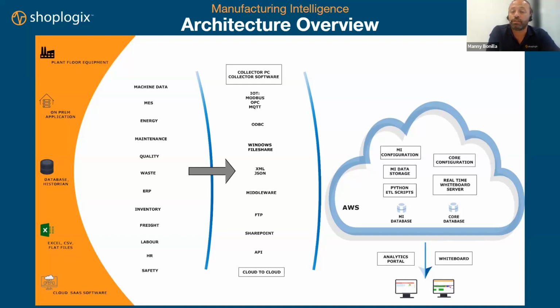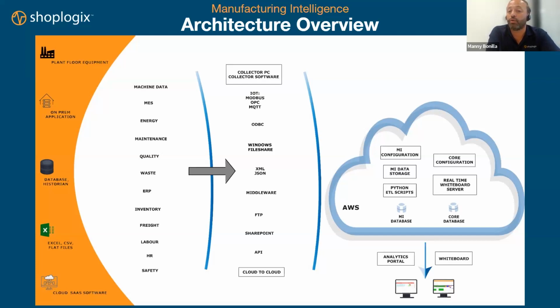We also support middleware packages that already exist. That could be an on-prem to cloud middleware software package, and we will just take the data from that source and do our conversion into our data set. And then we can also do things like cloud to cloud. So it could be FTP, it could be a SharePoint source for your Excel files, or many of the modern cloud SaaS software packages that now do API cloud to cloud. In the end, that all goes into our AWS cloud platform.